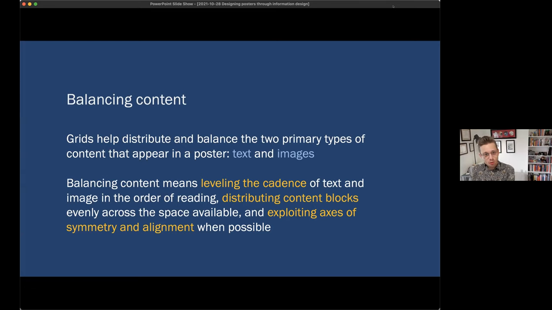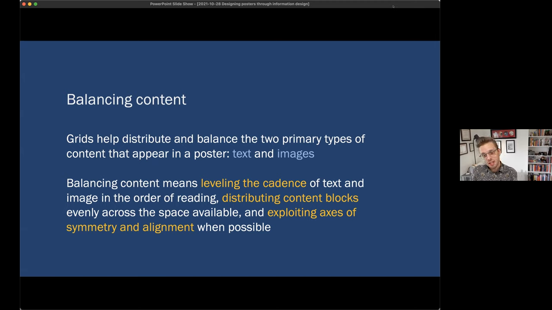One of the reasons why grids are so important and so useful is that they help distribute content. And in the process of distributing that content, it makes it easier to balance the two primary types of content that typically appear in figures or posters. Those two primary types of content are text, the things we're actually saying, and images, which might be figures, visualizations, or photographs, that provide a visual counterpoint to the text through which we're trying to say what we're trying to say. So we can use grids and composition to balance the content in anything that we design.